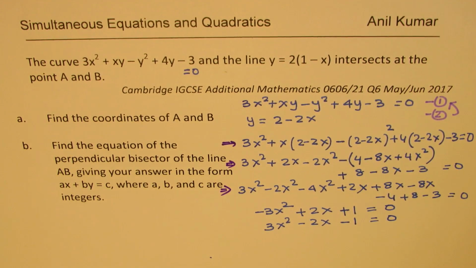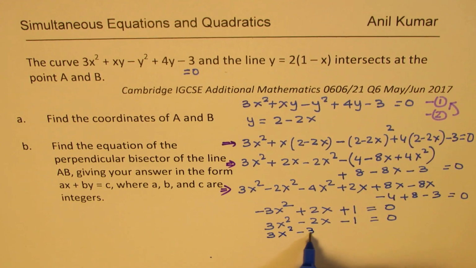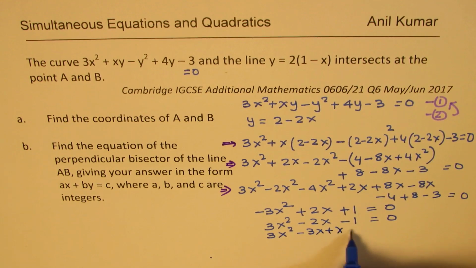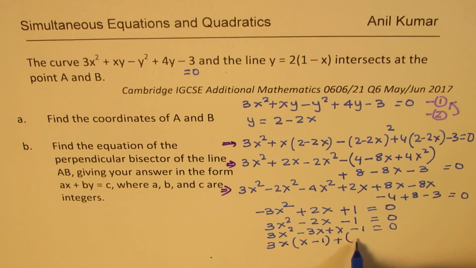So that is the quadratic equation, which can give us two values for sure. We're looking for a product of 3 and a sum of minus 2. So we could write this as 3x squared minus 3x plus x minus 1 equals 0. And now we could factor this, right? Taking 3x common, we get x minus 1 plus, we already have x minus 1 equals 0.